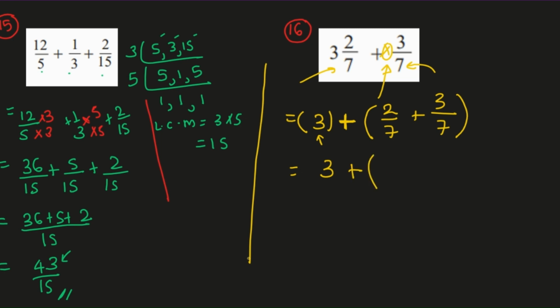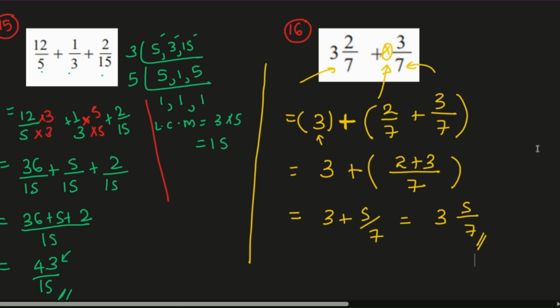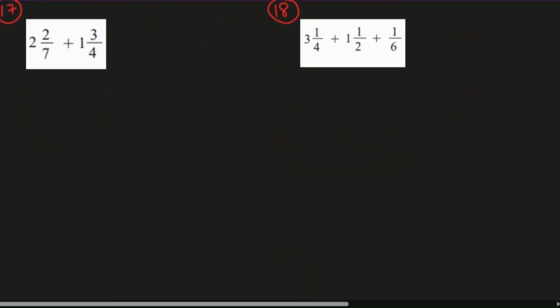Here the answer is easy to get. The denominators are the same, so the answer's denominator as well will be 7. And then 2 plus 3, you can simply calculate at the numerators. Then 3 plus 5 upon 7. So you can write the answer as 3 and 5 upon 7 like this. Great. Let's move on to the next question.